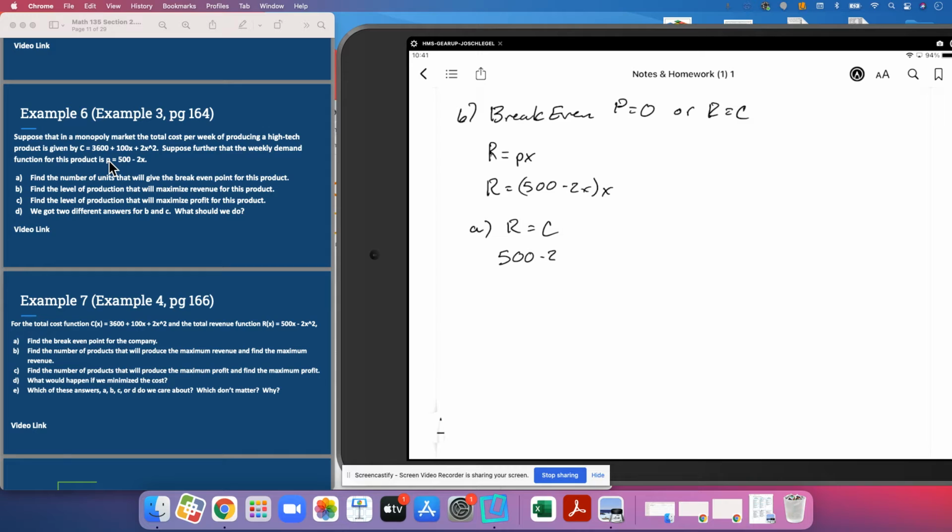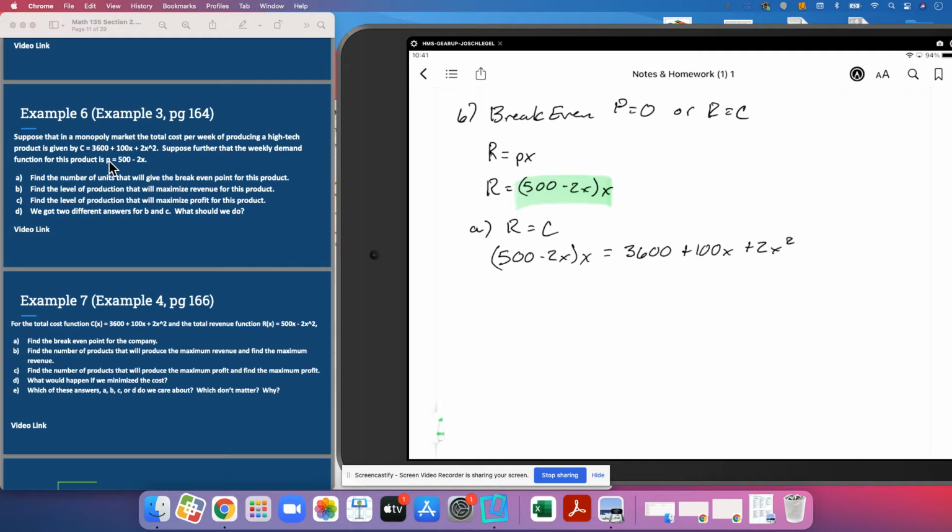We will take our 500 minus 2x times x, which is our revenue function, and set that equal to the cost function that we were given, which is 3600 plus 100x plus 2x squared. Again, to get this revenue function, we took the price, which is 500 minus 2x. I know that's a weird way to think about price, but that is the demand function in terms of the price. We take the price and multiply by the number of units.